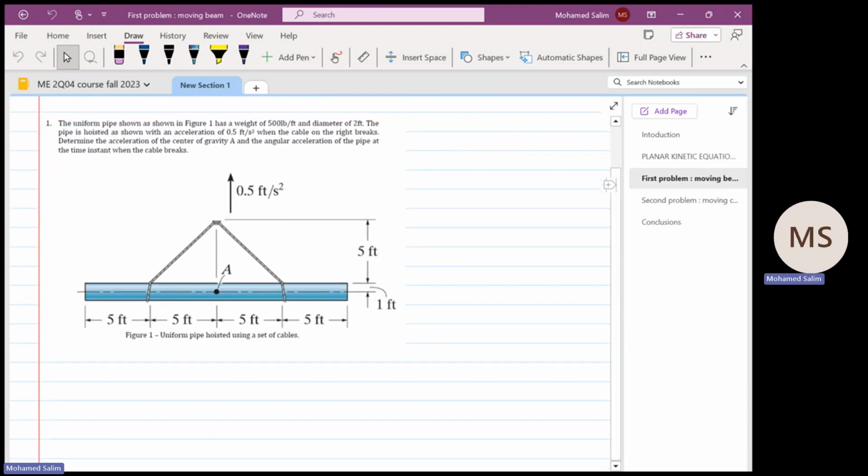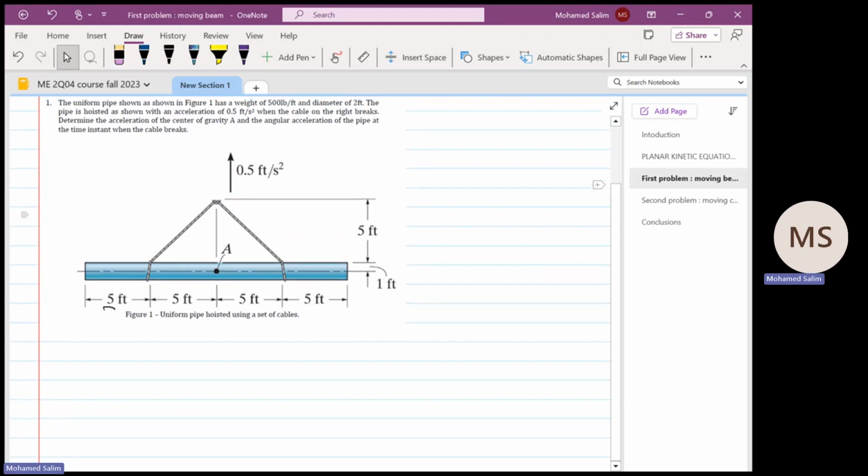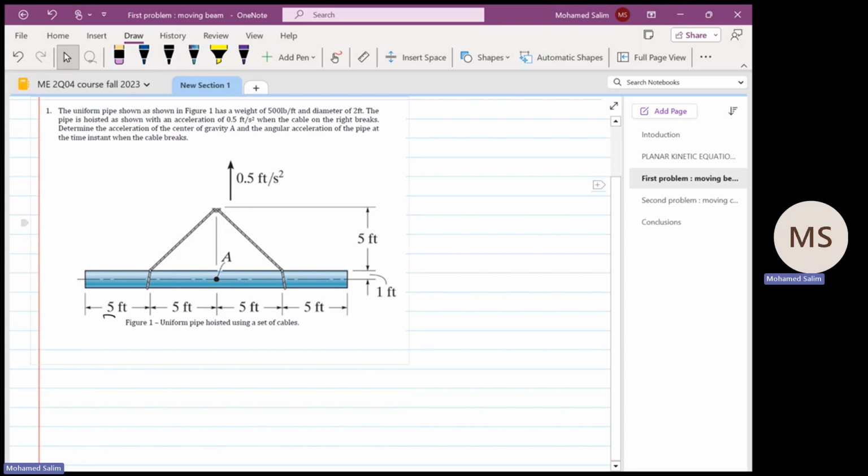Let's solve this problem. We have a beam moving up with 0.5 feet per second squared, and the beam has a diameter of 2 feet. And as you see, the length is 20 feet. And the requirement is to determine the acceleration of center of gravity, A, and the angular acceleration of the pipe.